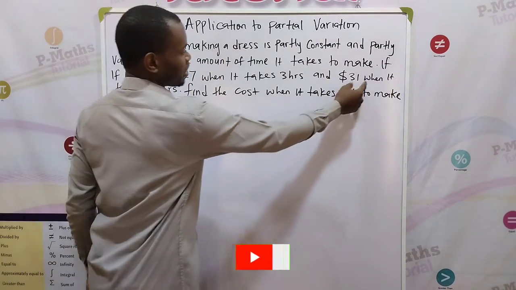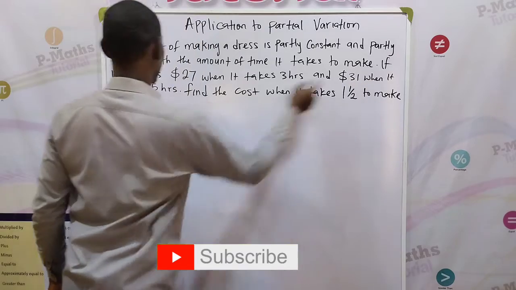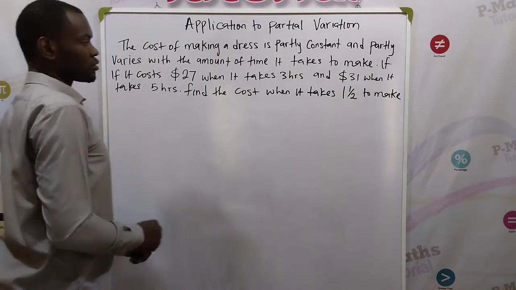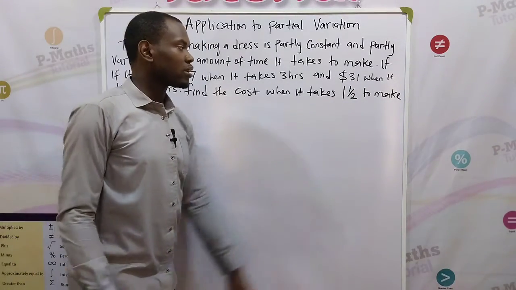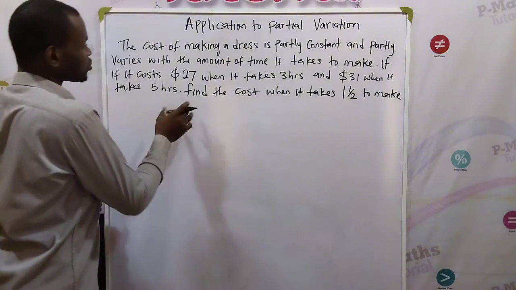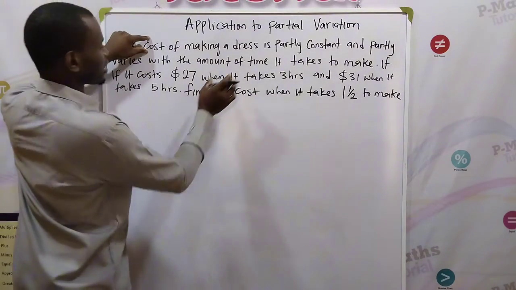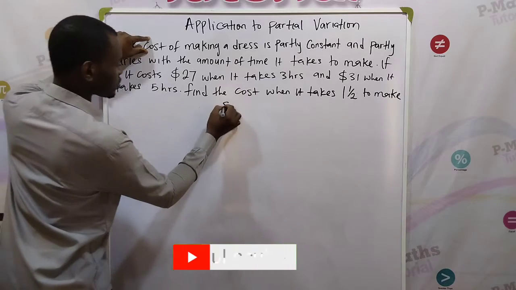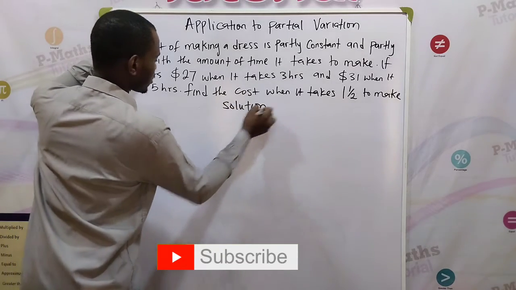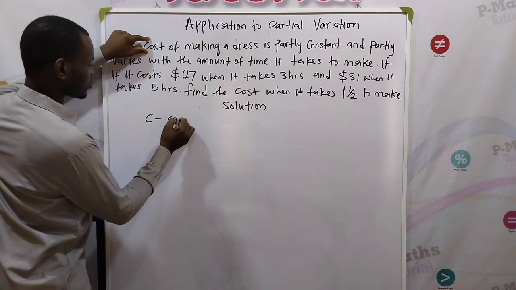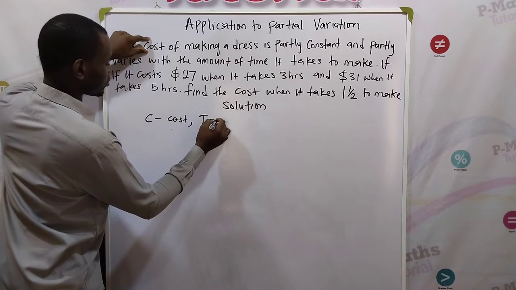We are going to be using the parameters present in the question, which are 31 and 27, to solve for 1 hour and a half. So the first thing we do is to extract our parameters, the cost and what? The time. So let's use C for cost and T for time.